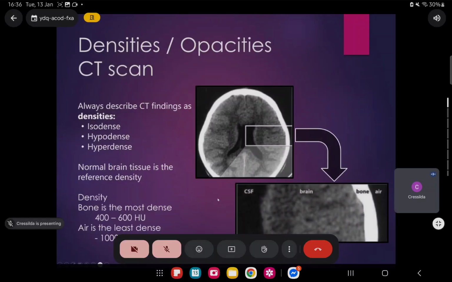So let's backtrack a bit. When we talk about this, let's cut off this piece. So this is air. This is very, very hypodense. Bone is bright, so it is hyperdense in relation to the gray matter. This is the brain parenchyma. And this is CSF, which is also hypodense.